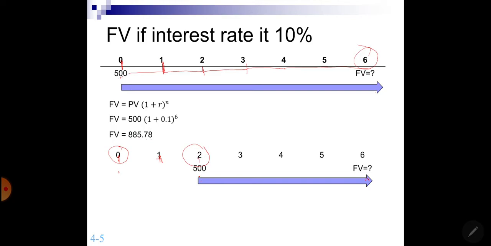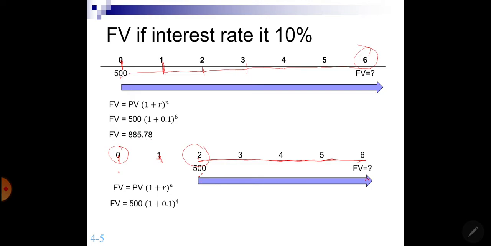At the end of year 2 you have deposited 500. Now you will get interest. So you will get interest from the start of year 3 till the end of year 3. From the start of year 4 till the end of year 4. From the start of year 5 till the end of year 5. And from the start of year 6 till the end of year 6. That means you will get interest for 4 years. 1, 2, 3 and 4.